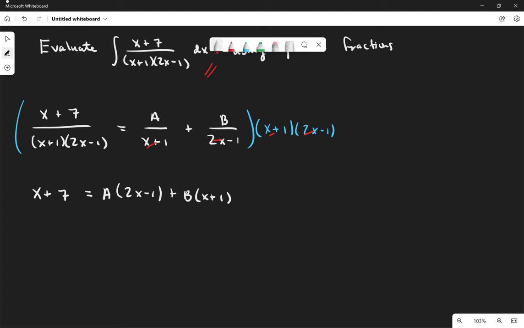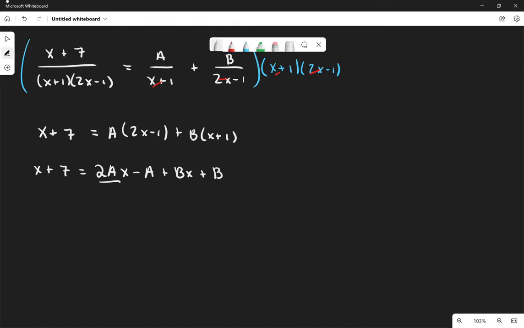Now I'll expand my parentheses: 2Ax minus A plus Bx plus B. And then just like before, I'll group everything together that matches on this side. x plus 7 equals 2A, here's my x terms, and then plus, or sorry, minus A plus B. So there's my constant terms, there's my x terms.